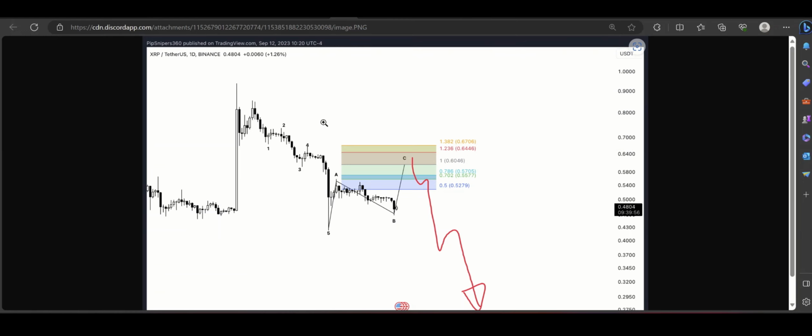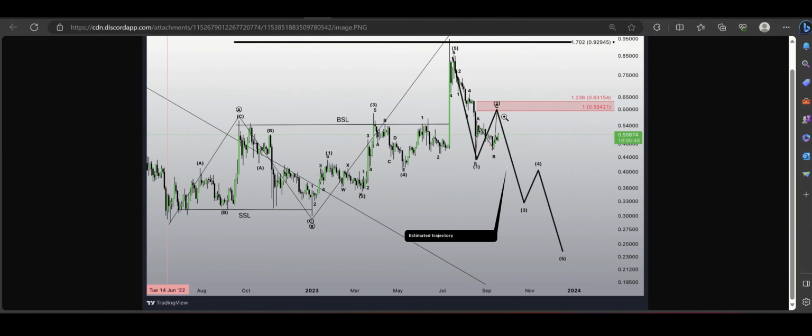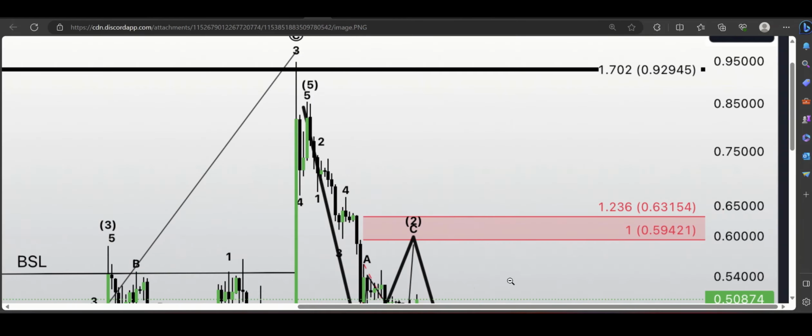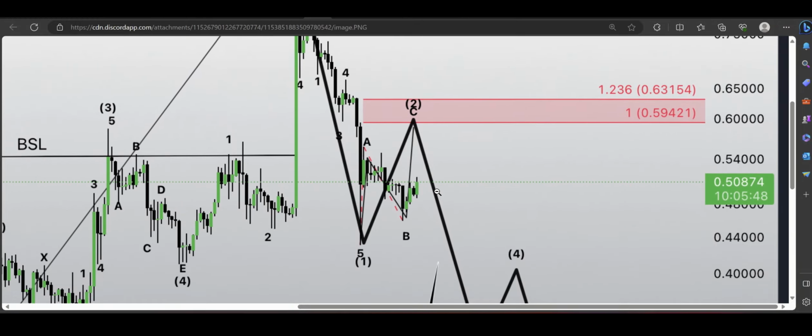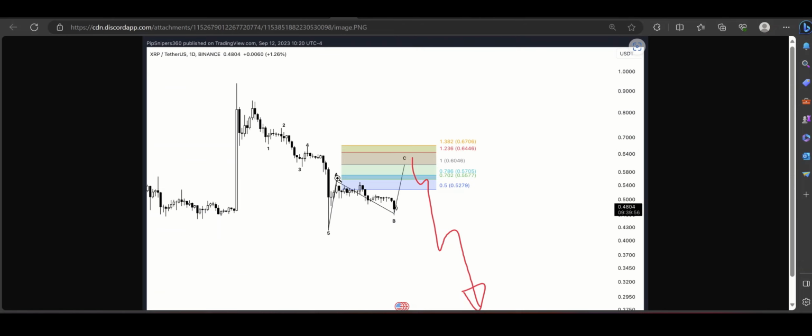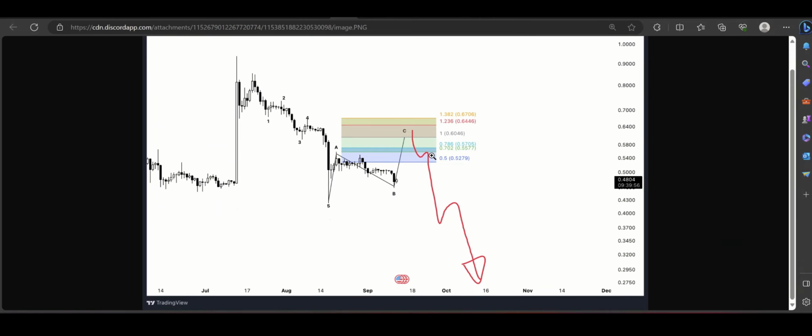So now this wave 2, it doesn't have to come up to 63 and 59 cent. It can even go higher. Okay, it can go all the way up here before we see a move to the downside.